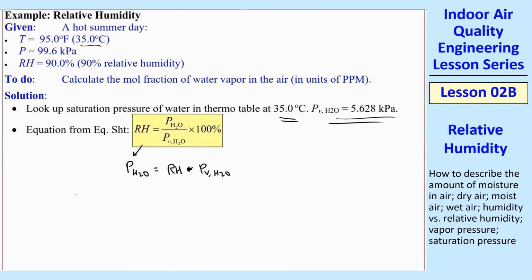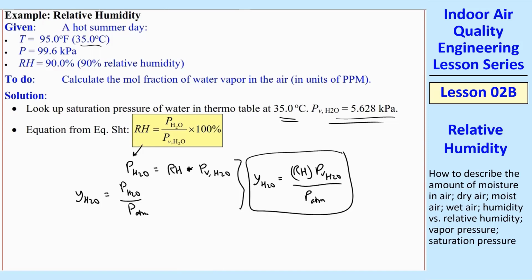We also know that Yj, or here YH2O, is Pj or pH2O over P, and that P is the atmospheric pressure. We got several pressures going on here. We got the PV, we got the P atmosphere, and we got the pH2O. There's three different pressures going on. So we combine these two and we can write YH2O is equal to the relative humidity times PVH2O over P atmosphere. So that's our answer in variable form.